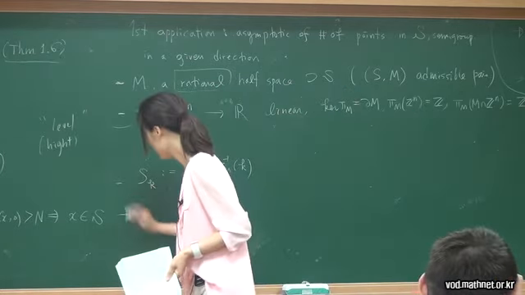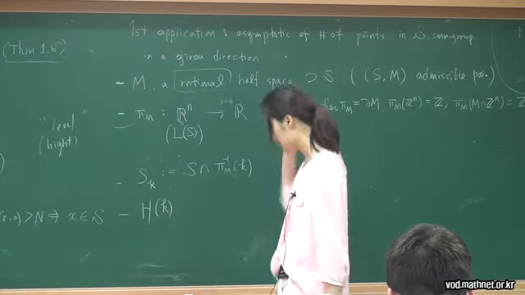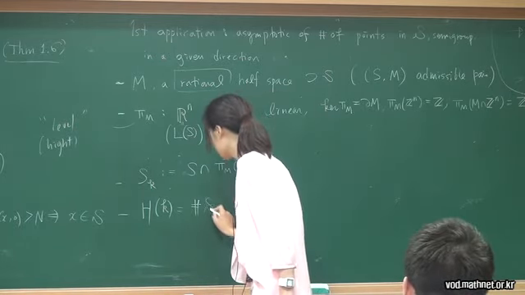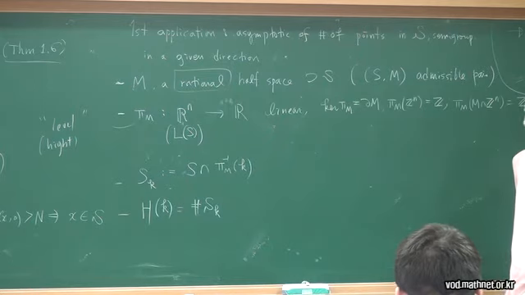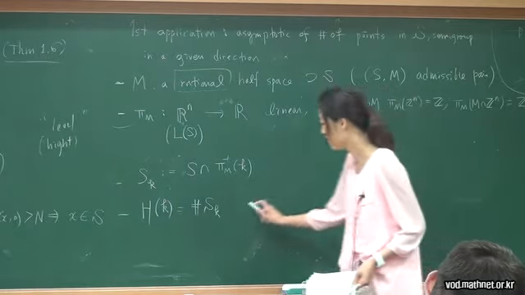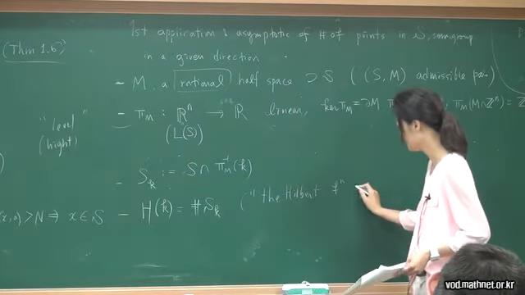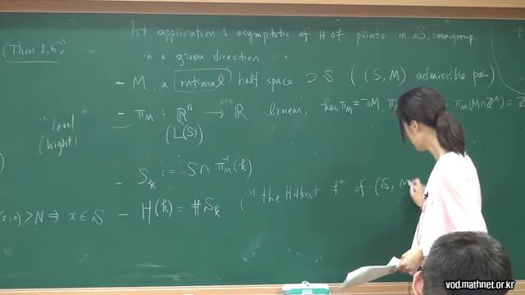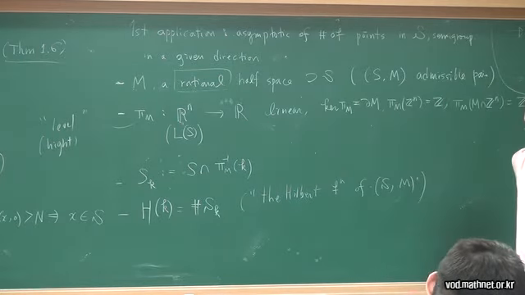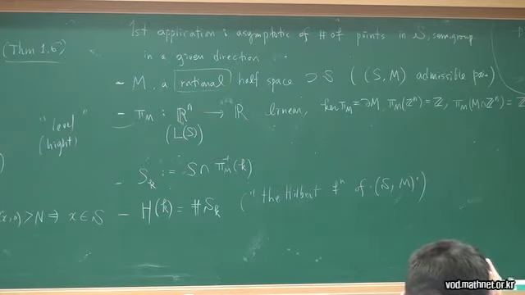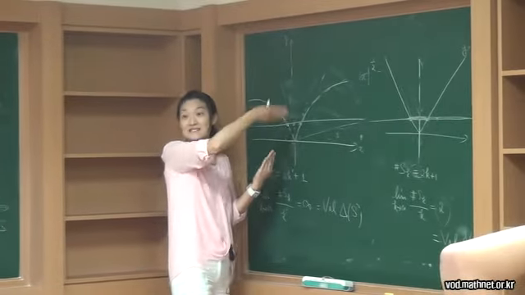Just for later, we introduce one more notation. This is a function on the set of integers, which is nothing but the cardinality of S_k, the number of points in the semigroup on level k. We call this one the Hilbert function for the semigroup. Remember, it comes with a choice of half space. So if you choose another rational half space, maybe the level one could be the empty set, right?